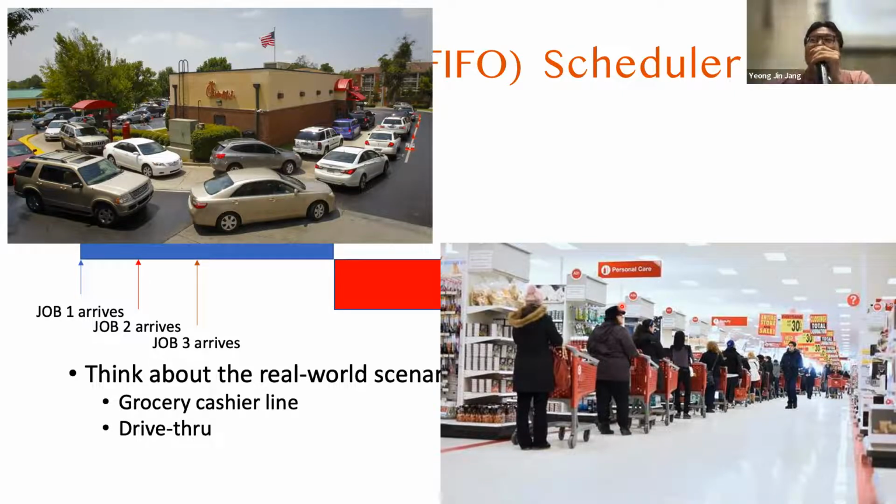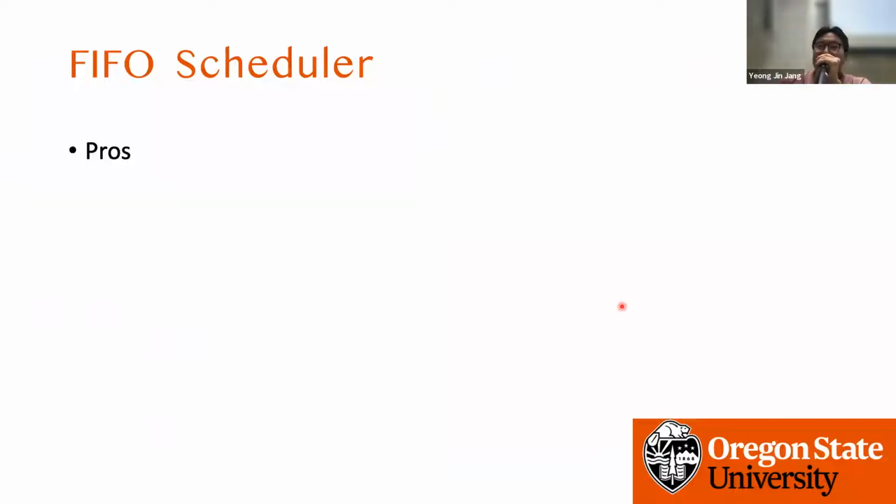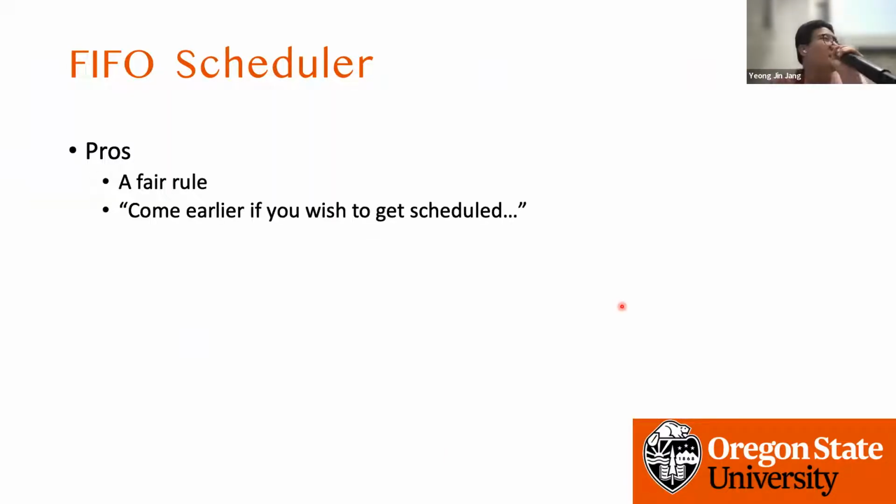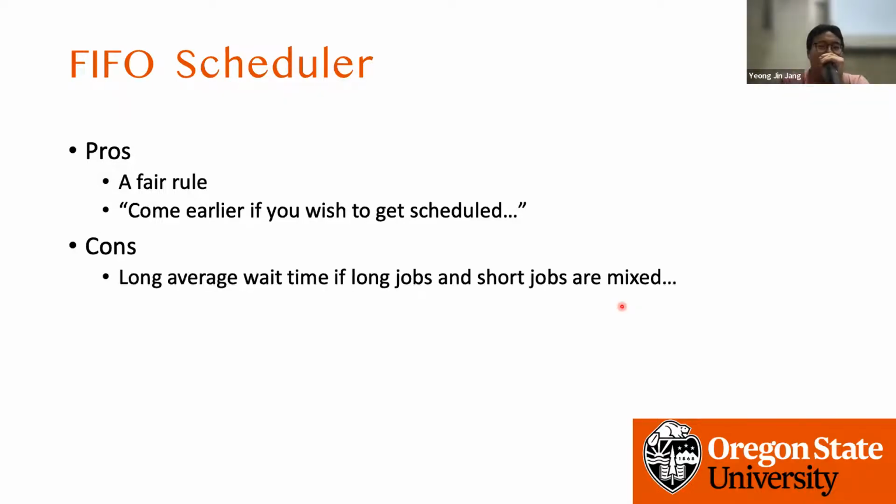So it looks very simple, but it has some of the advantage. So let's take a look at the pros and cons about the FIFO scheduler. The pros is that it's very fair. If you want to get your job scheduled, come earlier. Yeah, that's it. But the problem is its average wait time could be longer, and then it could be shorter with a different scheduling algorithm.